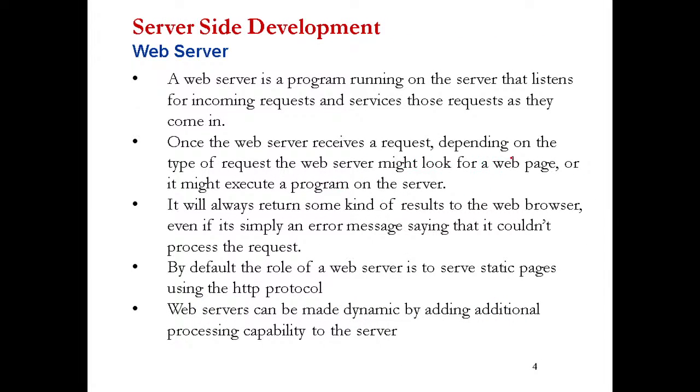Once the web server receives a request, depending on the type of the request, the web server might look for the web page or it might execute a program on the server. The web server is the mediator between the data stored on the server and the client. Whatever request comes into the server, the web server program finds out which type of request it is. Is it a request for a web page, or a request for a database, or whatever, it will always return some kind of result to the web browser.